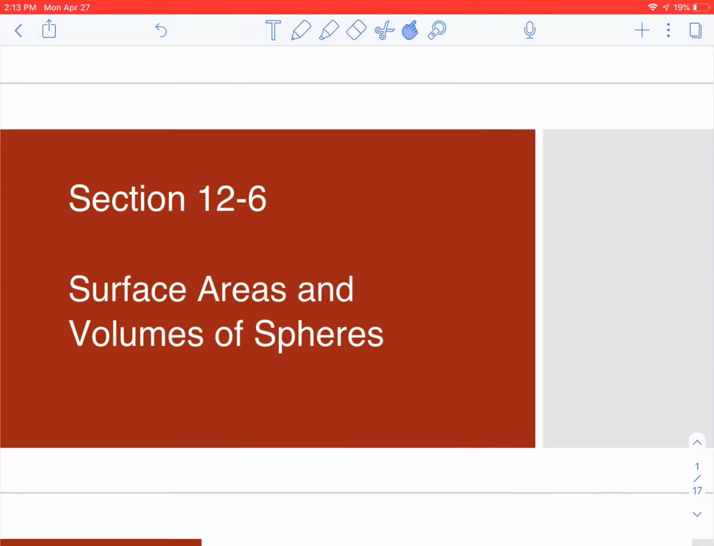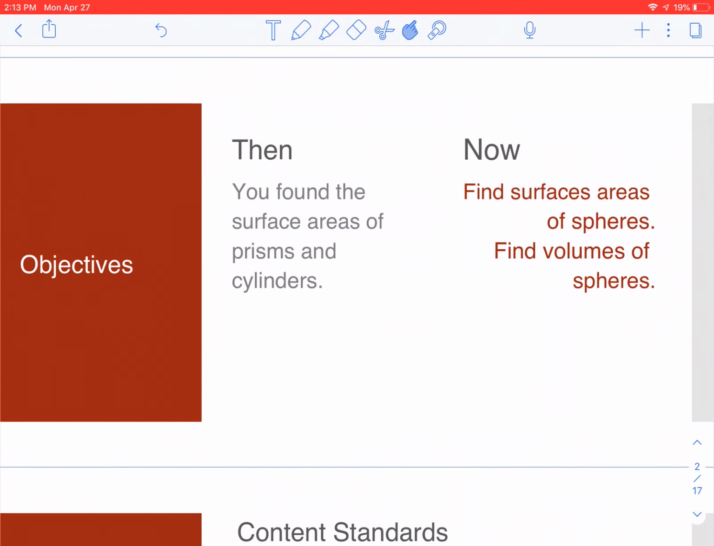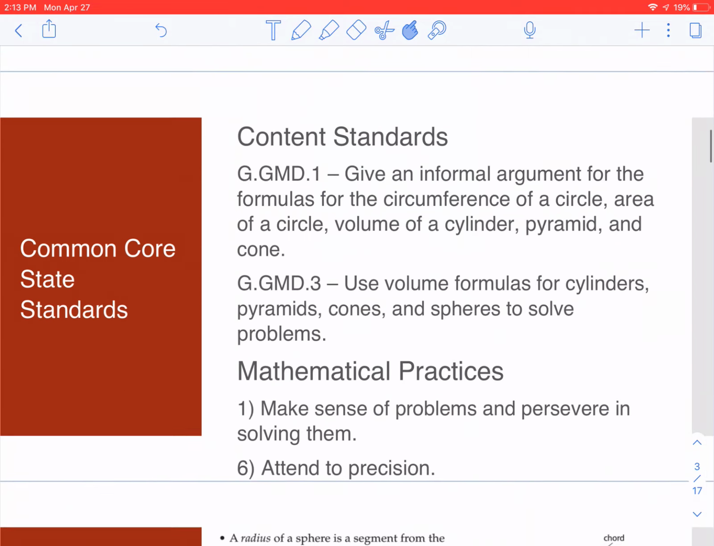Section 12.6, surface areas and volumes of spheres. So we just have two equations here. One equation is for the surface area of the sphere and one is for the volume. Okay, so we found surface areas of prisms and cylinders. Now we're going to find surface areas of spheres and volume of spheres. Here we go.